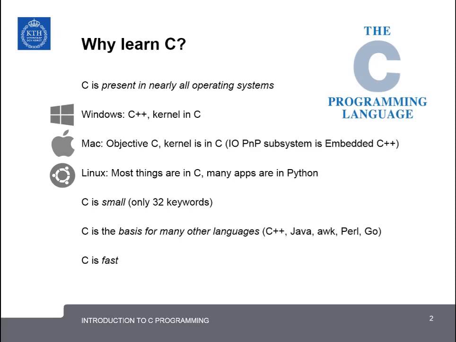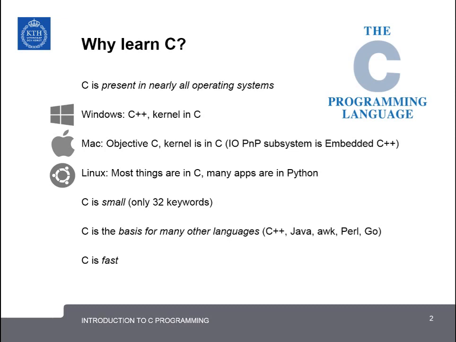One of the primary reasons why we learn C is because of its ubiquity. C is present in nearly all operating systems. For example, the Windows operating system is mostly written in C++, but the kernel is written in C. Similarly, the Mac operating system is written in Objective-C, but the kernel is also written in C. In Linux, most of the operating system is written in C, although many of the applications are written in Python.